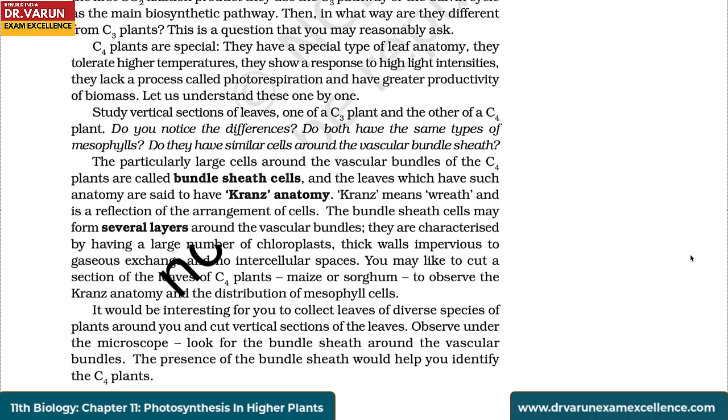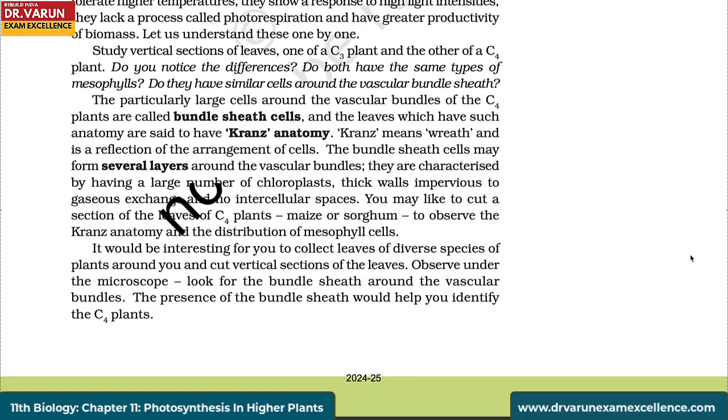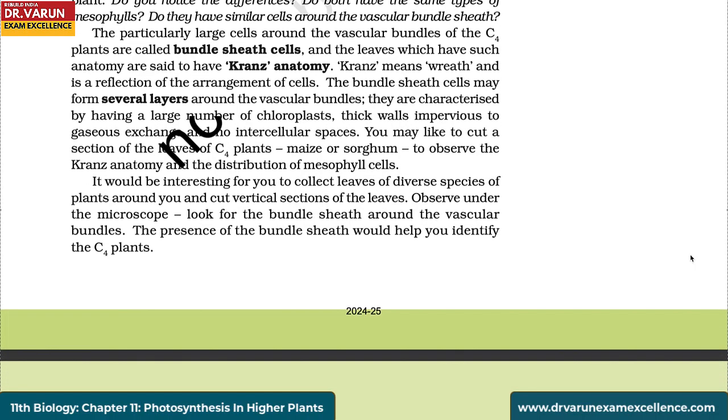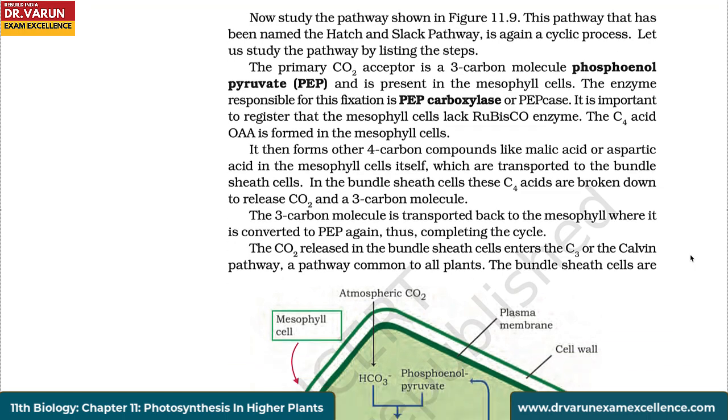You may like to cut a section of the leaves of C4 plants, maize or sorghum, to observe the Kranz anatomy and the distribution of mesophyll cells. It would be interesting for you to collect leaves of diverse species of plants around you and cut vertical sections of the leaves, and observe under the microscope. Look for the bundle sheath around the vascular bundles. The presence of the bundle sheath would help you identify the C4 plants.